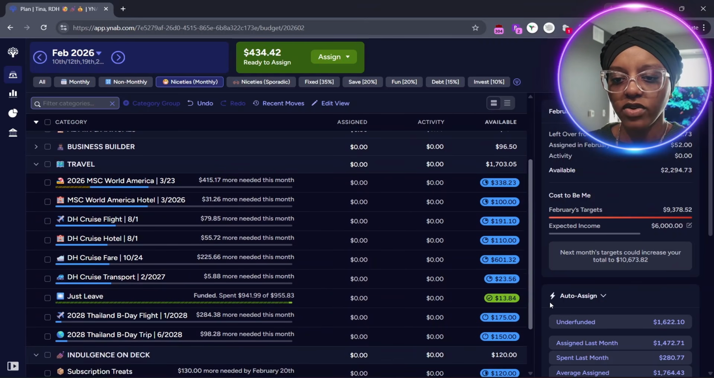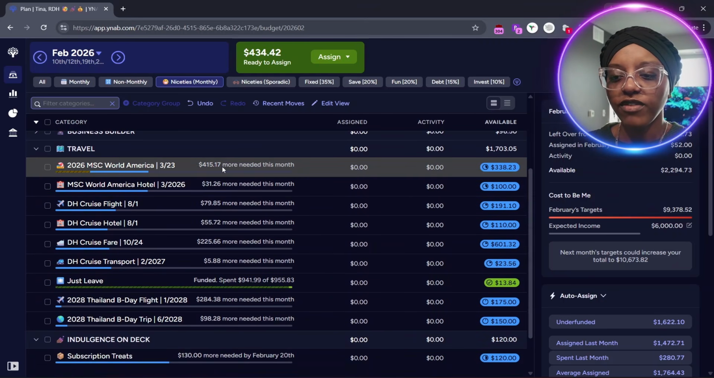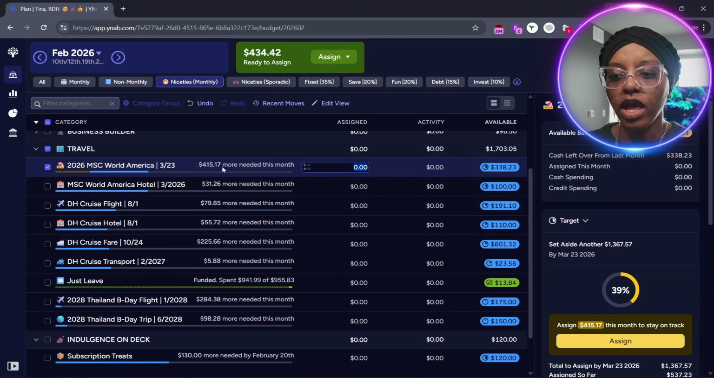Okay, here we go. Travel, let's work through it. 415.17 needed this month. You know what I haven't done in a couple days? Let's see if there's a price drop.